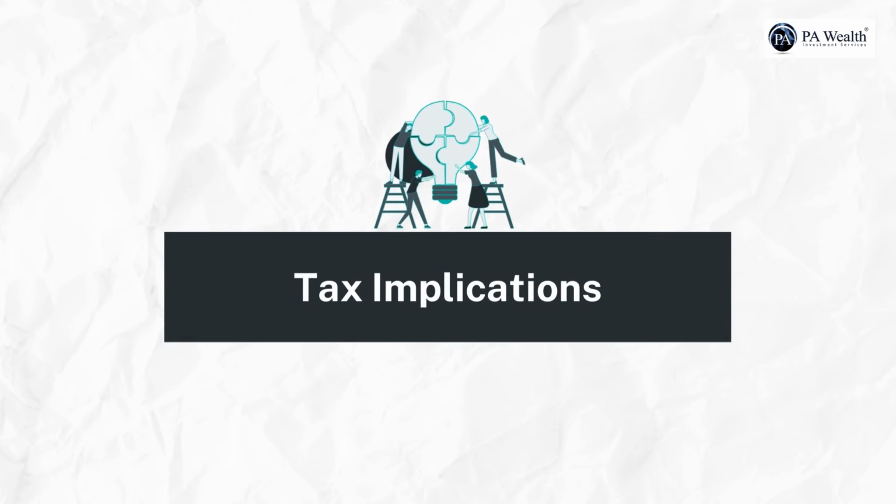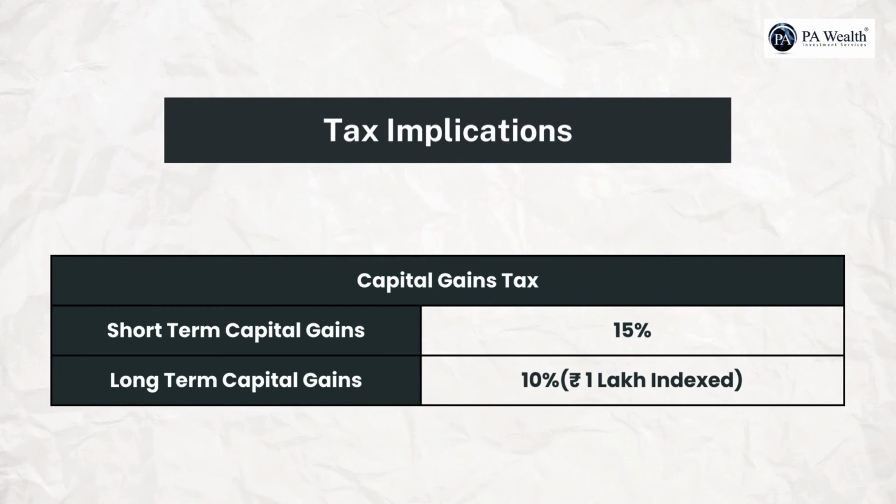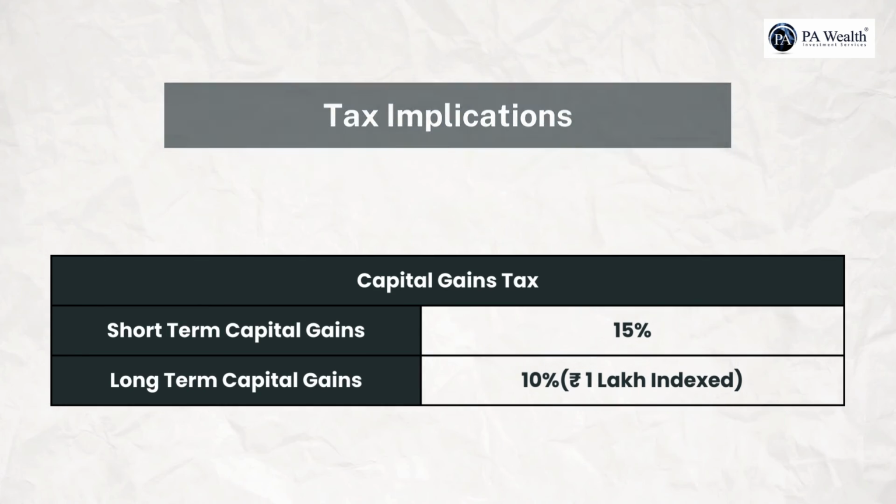Now, let's take a look at the taxability of earnings. First, capital gains taxation. If the mutual fund units are sold after 1 year from the date of investment, gains up to Rs 1 lakh in a financial year are exempt from tax. Gains over Rs 1 lakh are taxed at the rate of 10%. If the mutual fund units are sold within 1 year from the date of investment, the entire amount of gain is taxed at the rate of 15%. No tax is to be paid as long as you continue to hold the units.